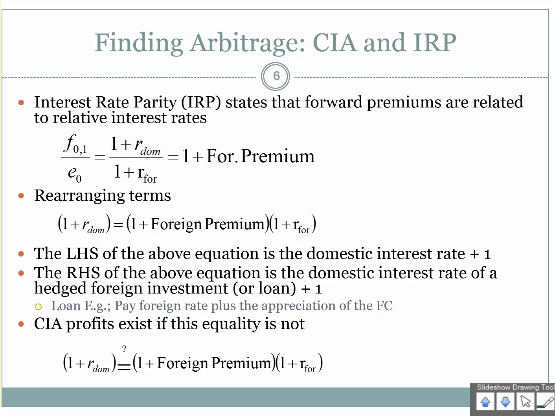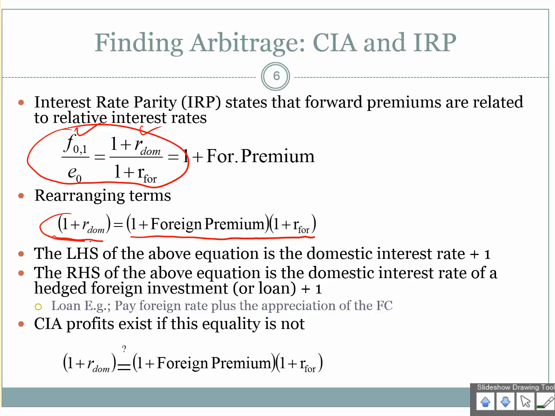Now, finding arbitrage can be difficult. Like I said in previous topics, covered arbitrage will only exist if interest rate parity does not hold. Interest rate parity says that 1 plus the forward premium is equal to the relative interest rates. In other words, I can rearrange terms, multiplying both sides by 1 plus the foreign interest rate, and see that 1 plus the domestic interest rate, according to IRP, is equal to 1 plus the foreign forward premium times 1 plus the foreign interest rate.